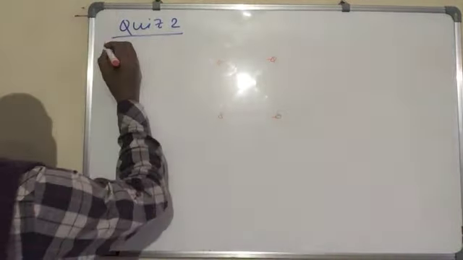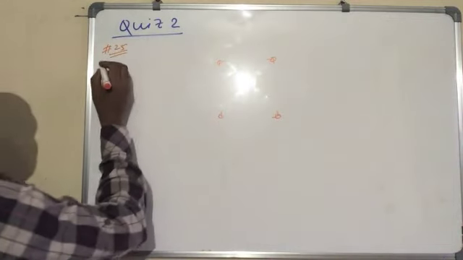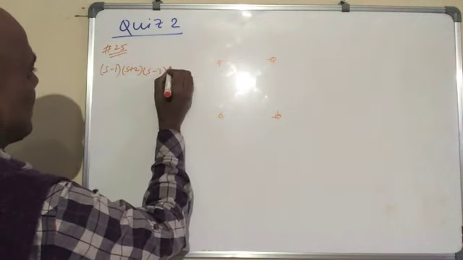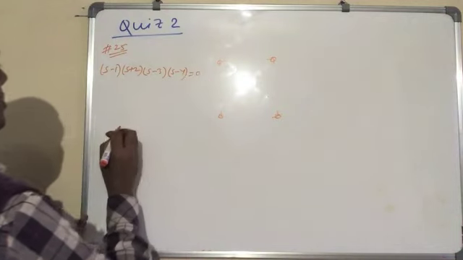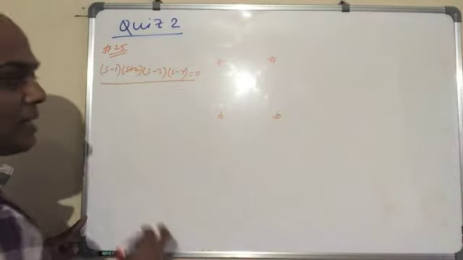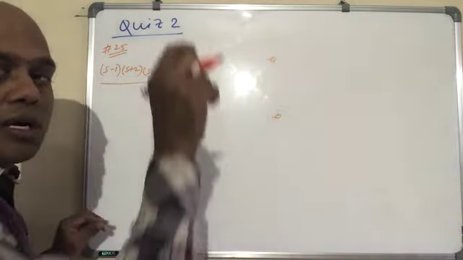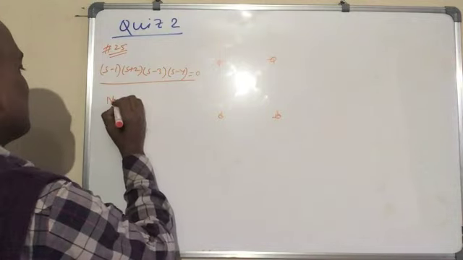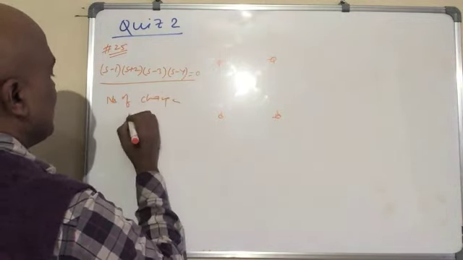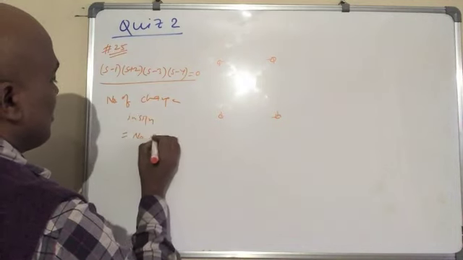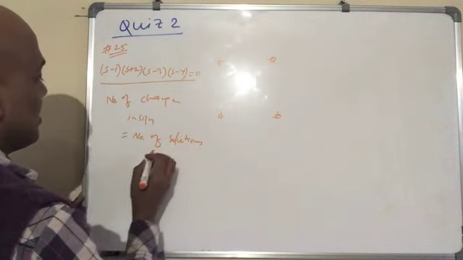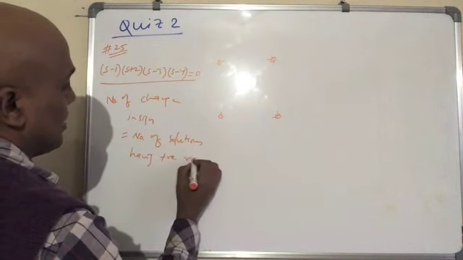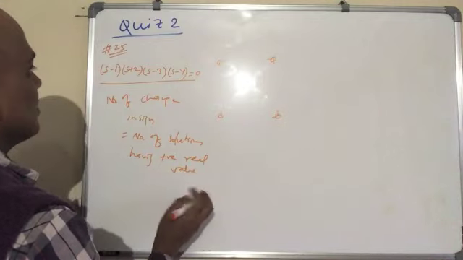Now the last question is number 25, and it says that if the characteristic equation is (s minus 1)(s plus 2)(s minus 3)(s minus 4) equal to 0, then this is asking how many times the first column of the Routh's table is changing sign. So the number of changes in sign is equal to the number of solutions having a positive real value. Yeah, that's what it tells you.